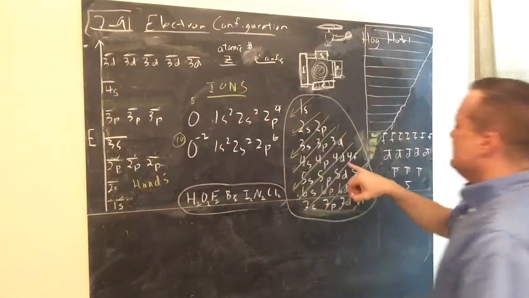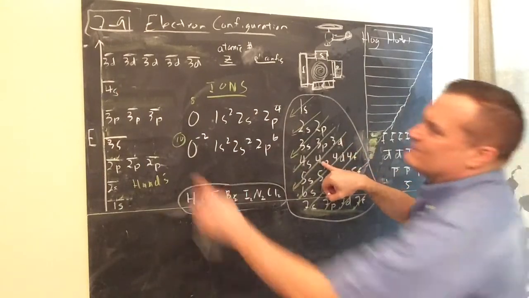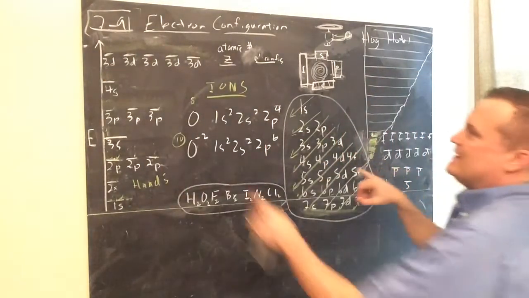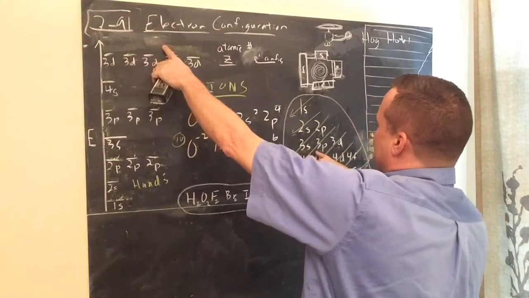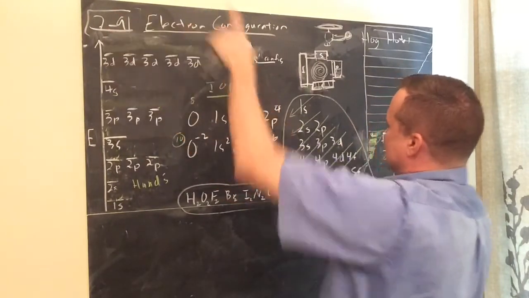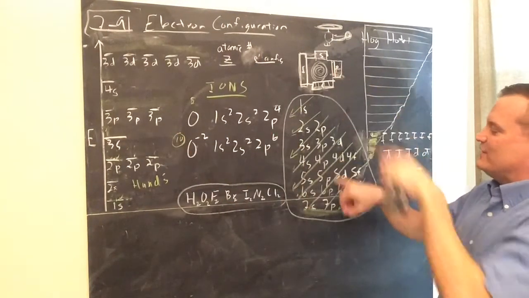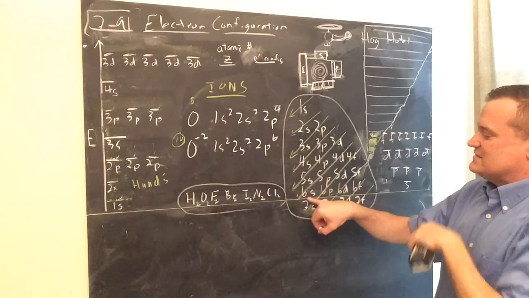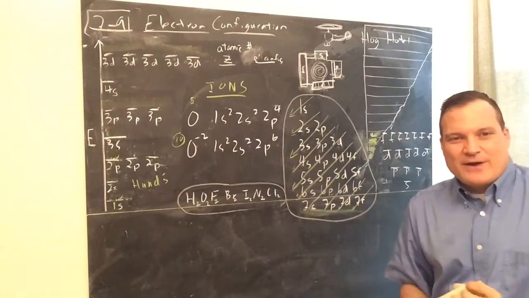Okay? Then, if you continued on, there'd be 4P. There'd be 3 of them. 4P, 4P, 4P. Then would come 5S. Then would come 4D, 5 of those. Then 5P, 3 of those. Then 6S. So you kind of need to memorize that little bit.